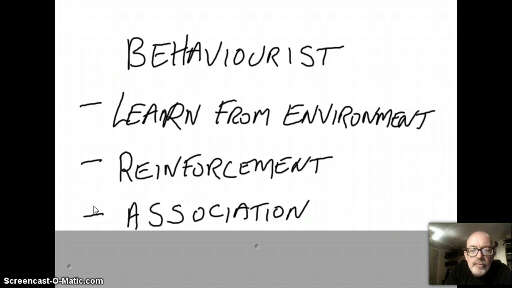We learn from the environment, and behaviours that are reinforced, behaviours that are rewarded in some way, we're more likely to repeat those, and that means that we're learning through conditioning, as we will see later, and also we're learning through association. We connect one response to a stimulus, and we learn those kind of connections, and that's another form of learning that behaviourists talk about.